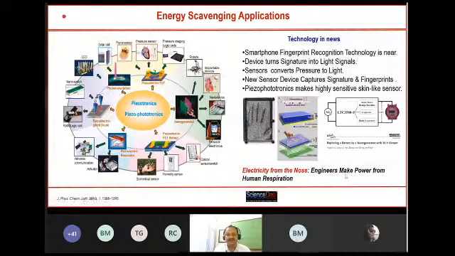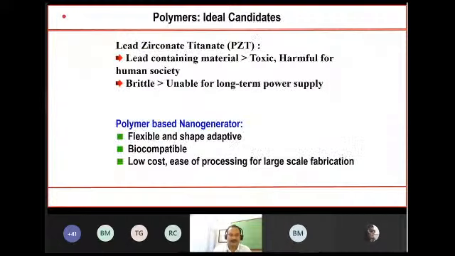That means electrical engineers make power from human respiration. So from the respiration and the airflow, one can generate electricity. This is the catch of the news. But the thing is that mechanical energy, even from respiration, one can use in some useful manner.